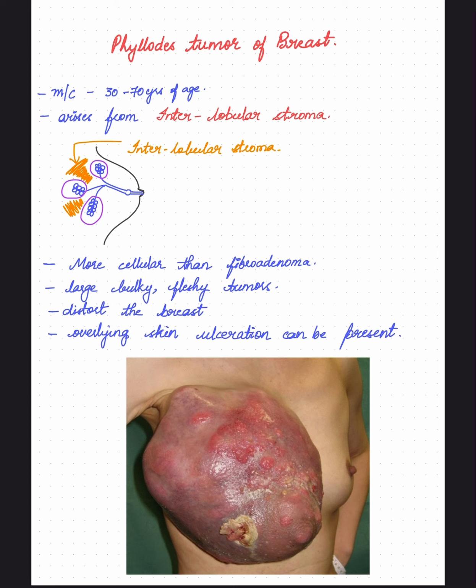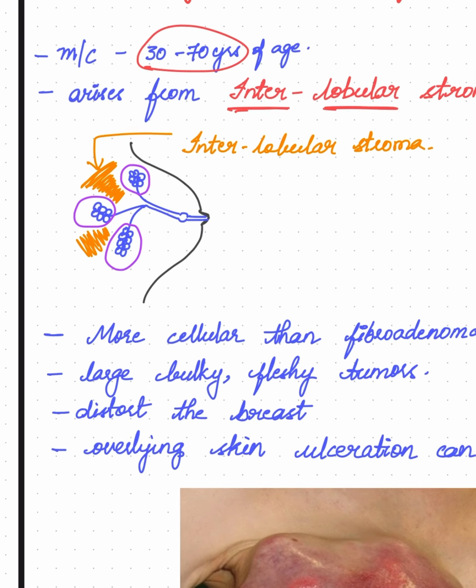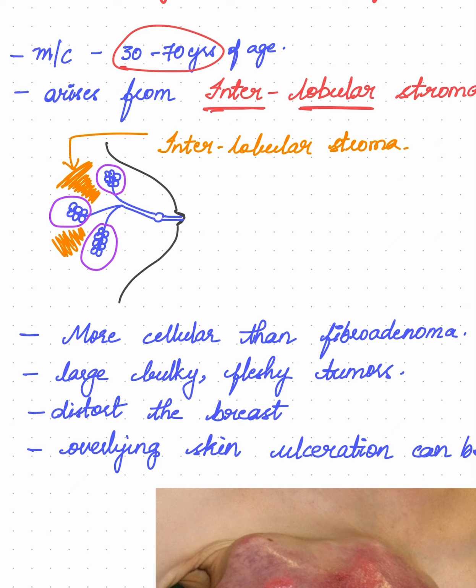Today let us discuss the gross and microscopic features of Phyllodes tumor of the breast, which is one of the fibroepithelial lesions of the breast. So let us see the introduction. This Phyllodes tumor is most common between the age group of 30 to 70 years. That is, middle-aged and older women are more prone to this tumor, and it arises from the interlobular stroma. Let us see a brief brush up of the anatomy.